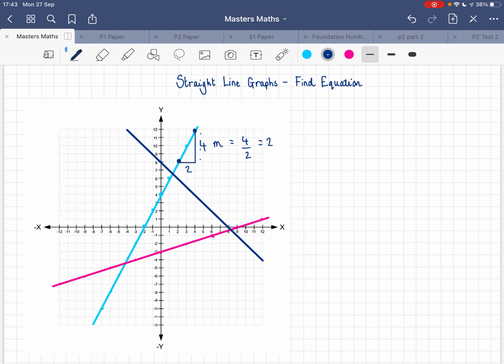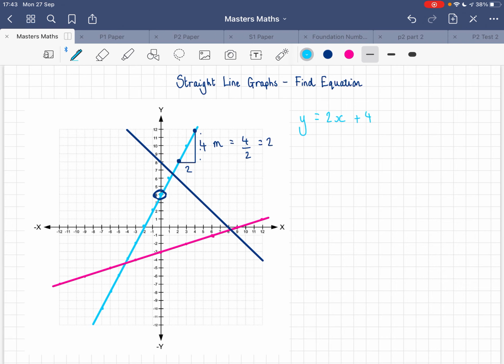I can see where it's crossing the y-axis. It's crossing here at 4. That's positive 4. So I can then put those 2 things together into the equation to find the equation of the line. So it's y equals mx plus c. My m is 2, so 2x. This time c is 4, so plus 4. That is the equation of that line.